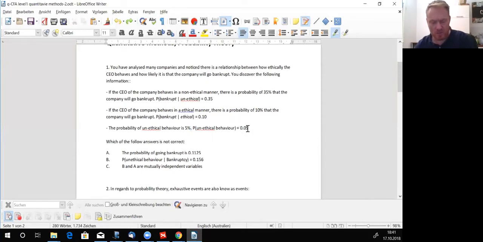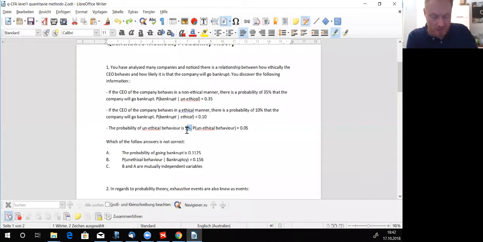It was not necessary to say P of unethical behavior is equal to 0.05. The formula didn't have to be mentioned. It was clear from the beginning: the probability of unethical behavior is 5%. This totally suffices. This is just enough for you to get this number, put it into the formula and calculate the right answer. So it was very kind of me, and it would be very kind of the CFA Institute to say so. They don't have to say so.